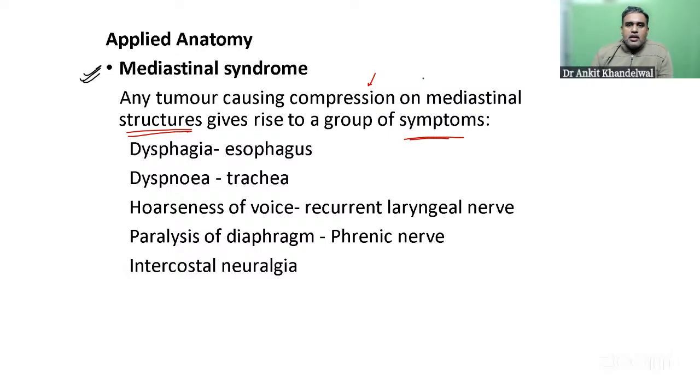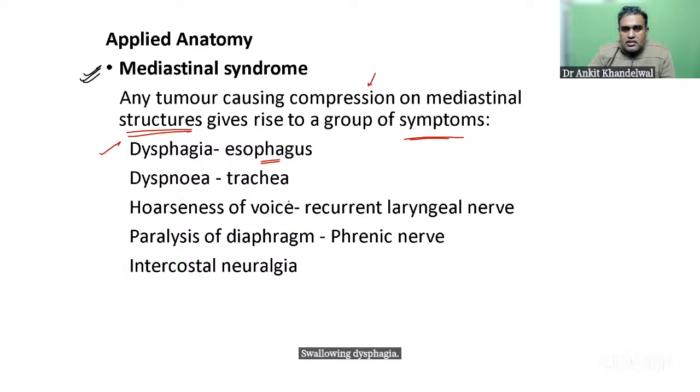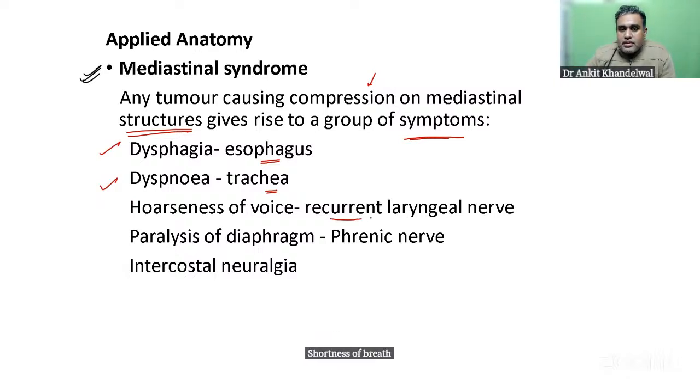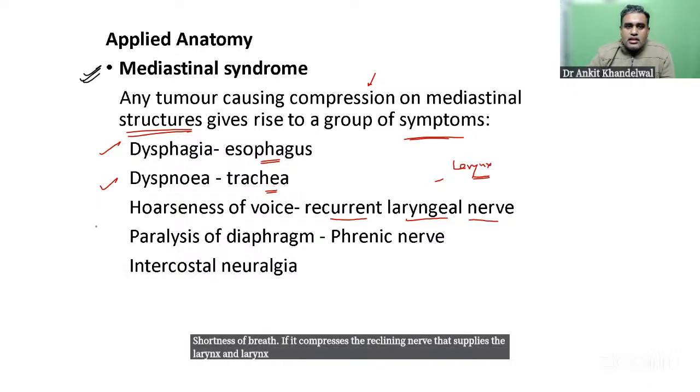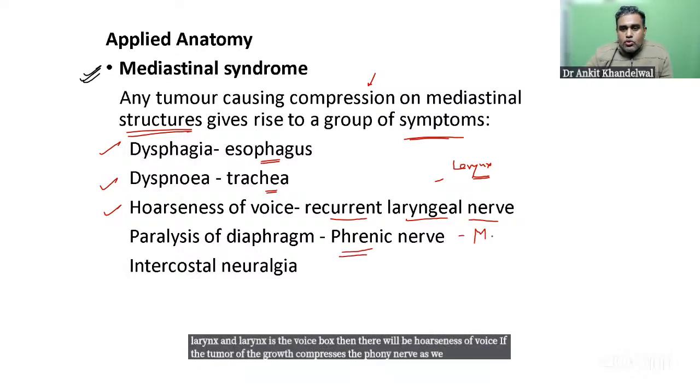Getting the point? Therefore, any growth over there will compress the structures that we just saw. Like if it compresses the esophagus, there will be problem in swallowing, dysphagia. If it compresses the trachea, there will be problem in inhaling, dyspnea, shortness of breath. If it compresses the recurrent laryngeal nerve that supplies the larynx, and larynx is the voice box, then there will be hoarseness of voice. If the tumor or the growth compresses the phrenic nerve, as we just saw, it is the sole motor supply of diaphragm, there will be paralysis of the diaphragm.